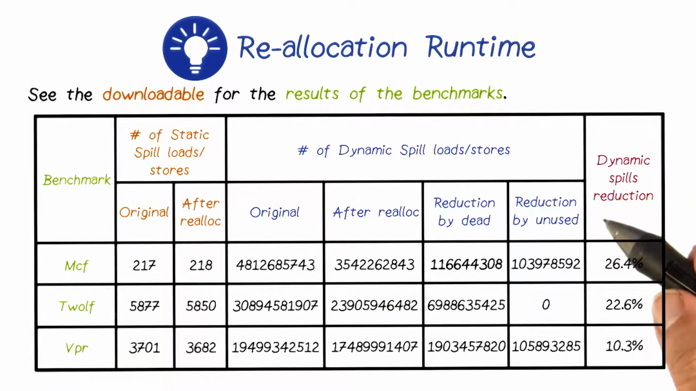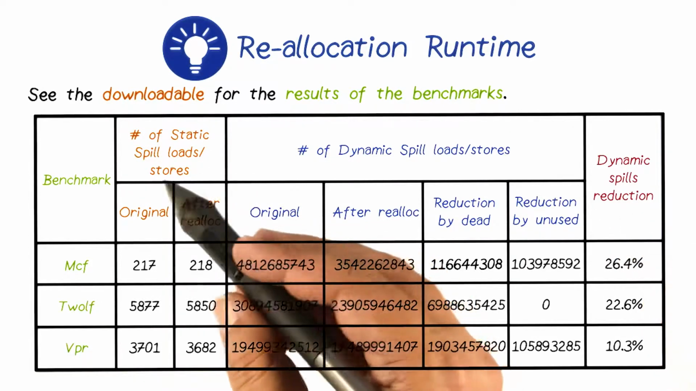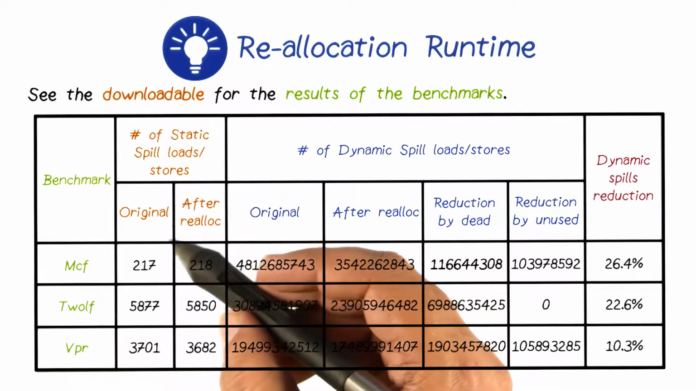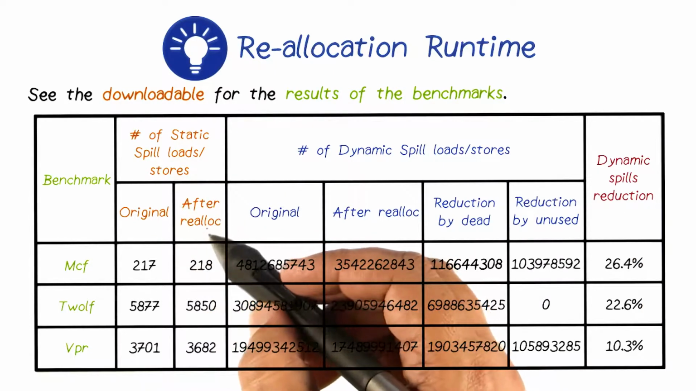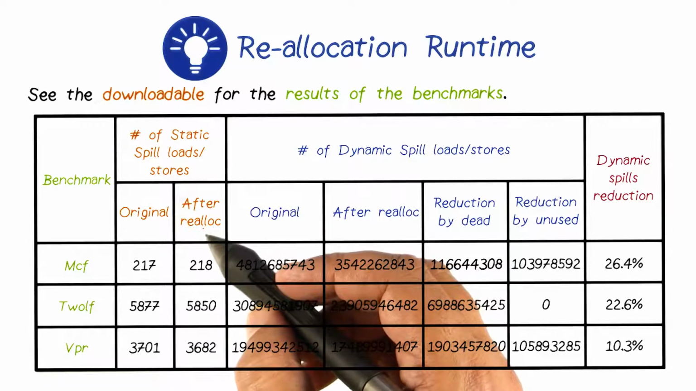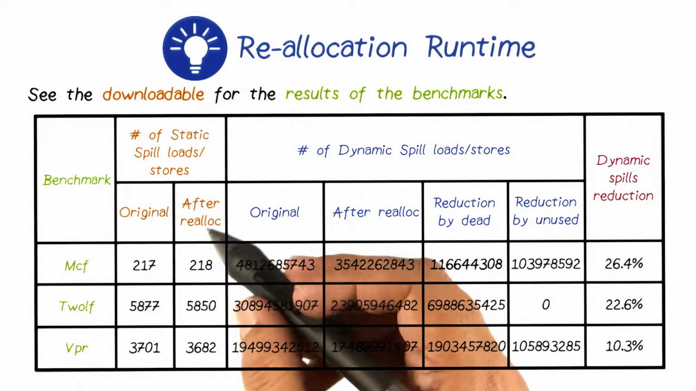So now here are the results for static and dynamic spills which are removed. Please refer to the instruction notes and the downloadable there for the complete set of results and their discussion. The first column gives the comparison of the original versus the modified code in terms of the static number of load stores.